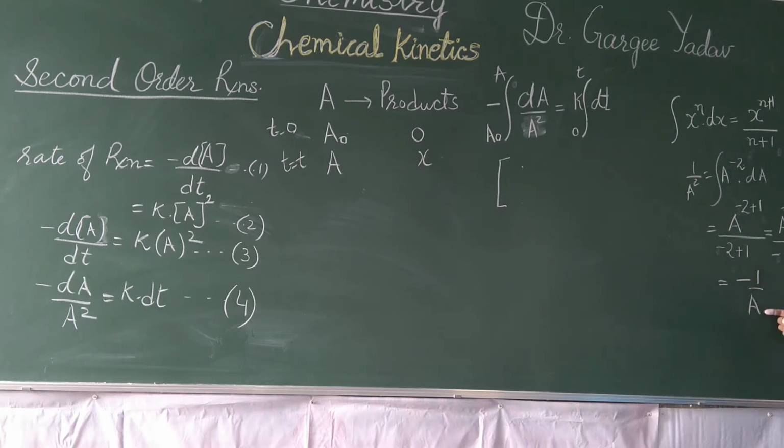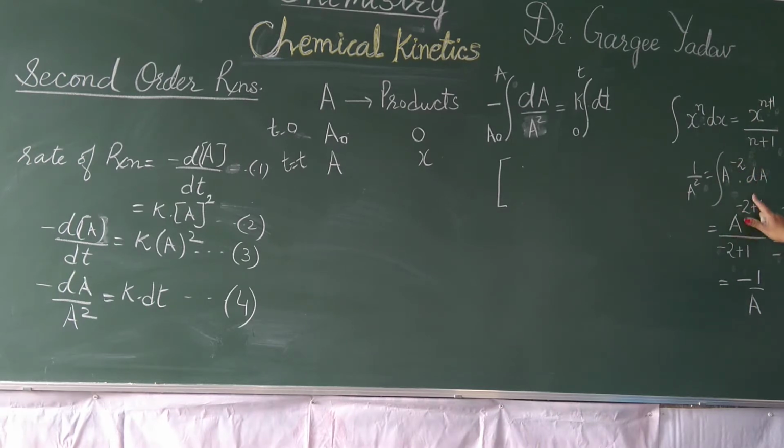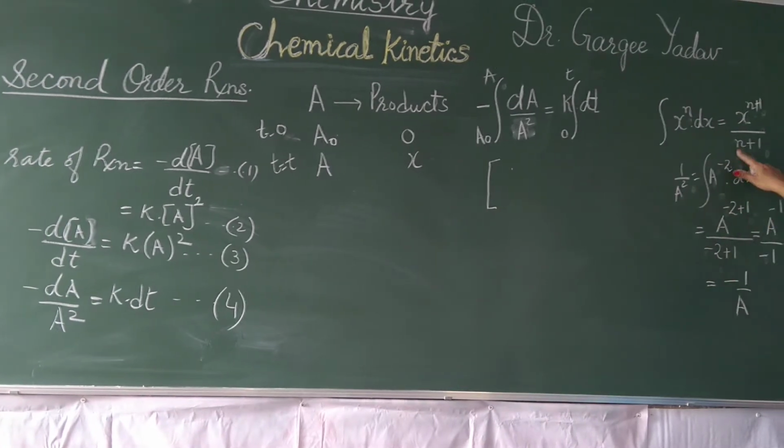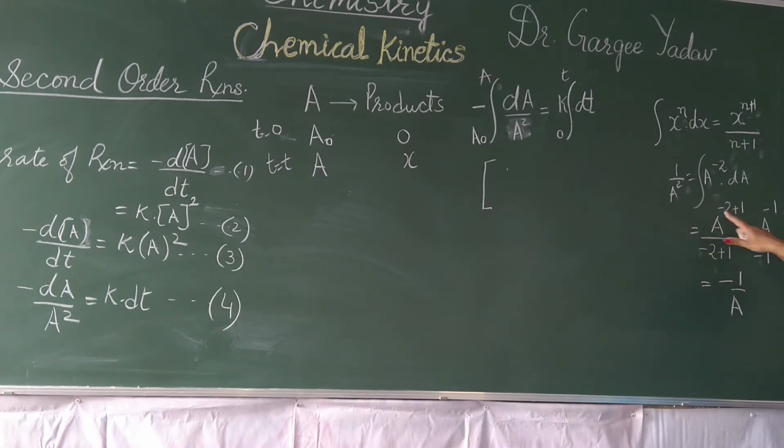This was 1 upon A square, and here we can write it in this form, A raised to the power minus 2. And now this minus 2 is our n. If we solve it like this, what we get is x raised to the power n plus 1, n is minus 2, so minus 2 plus 1 upon minus 2 plus 1, and this comes out to be A raised to the power minus 1 divided by minus 1. And when we solve it, A raised to the power minus 1 we can write as 1 upon A, and this minus 1 in the denominator cancels the minus sign.